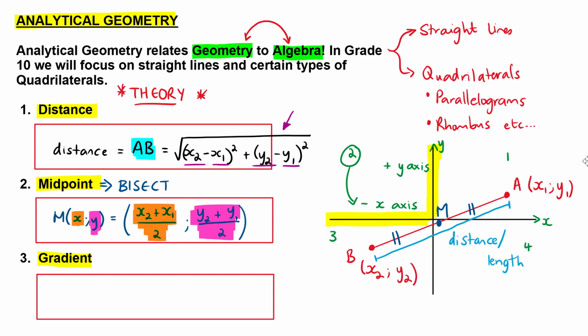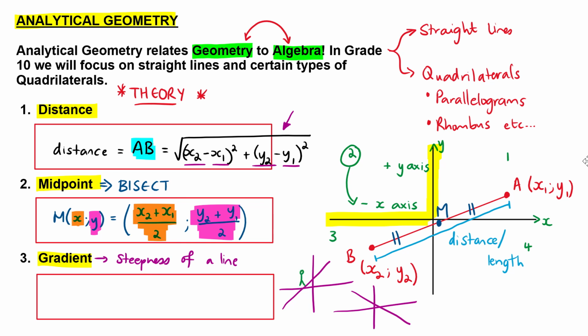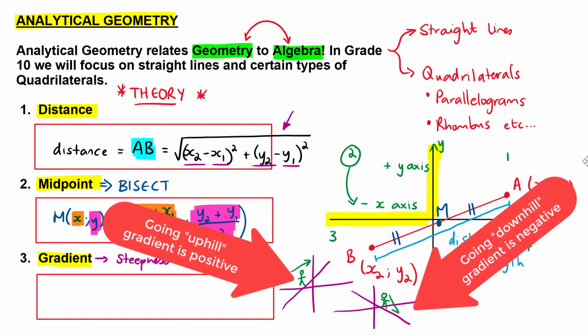And lastly, we're going to talk about the gradient. Now the gradient, this refers to the steepness of a line. It also talks about whether a line is going to go up or whether a line is going to go down. And you could almost think of it as if you were standing on that line. If you're walking uphill, then it's got a positive gradient. If you're walking downhill, then it's got a negative gradient.